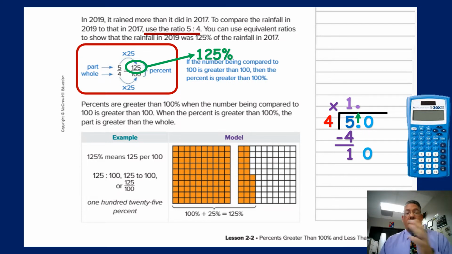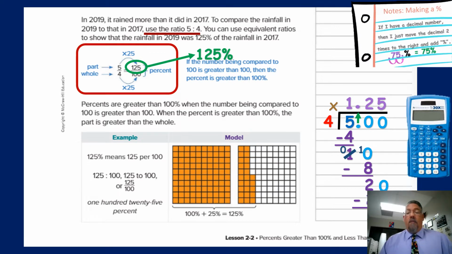Then I ask, will 4 go into 10? It will, twice, because 2 times 4 gives me 8. When I subtract those, I get a 2. I add a 0 and bring it down. I continue my division. 4 goes into 20 5 times, because 5 times 4 is 20. Therefore, I would have a remainder of 0. Once I have 1.25, or 1 and 25/100ths, I just follow the same note that we just did on the previous slide. I'm going to move my decimal from left to right 2 times. So when I have 1.25, I move my decimal 2 times and add my percent sign. I go back to what they told me. It's the same as 125%.